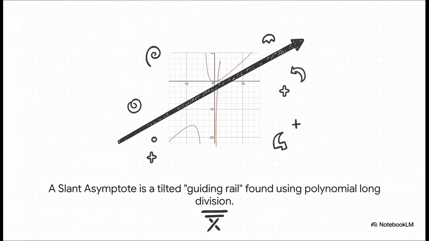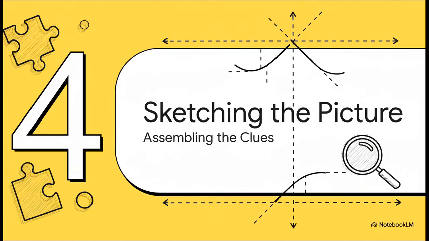And to find the exact equation for that tilted line, you just have to do a little polynomial long division. The answer you get from the division is the equation of the line. Pretty cool, right? All right, detective. We have gathered all of our clues. We've got the potholes, the vertical electric fences, and the long-range guiding rails. Now it's time for the big reveal. Let's assemble all these pieces and sketch the full picture of our function.